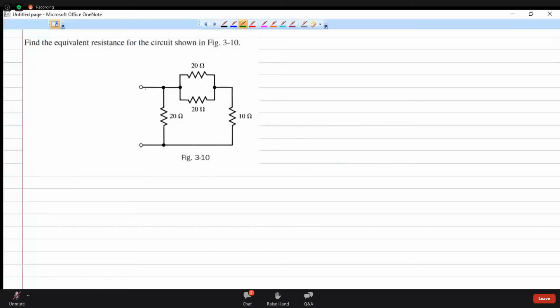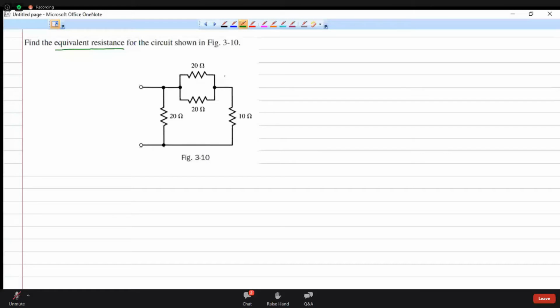Find the equivalent resistance for the circuit shown. Equivalent resistance means replacing this entire network by a single resistance. That is the meaning of finding the equivalent resistance. How can we replace this entire network by means of a single resistance? 10 ohm is correct.